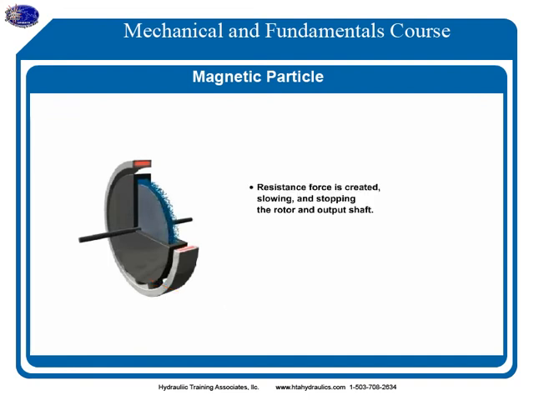As the particles start to bind together, a resistance force is created on the rotor, slowing and eventually stopping the rotor and output shaft. The degree of particle bonding is directly proportional to the voltage and current and determines the level of torque resistance. When the current and voltage are released from the brake, the rotor is free to turn with the shaft.